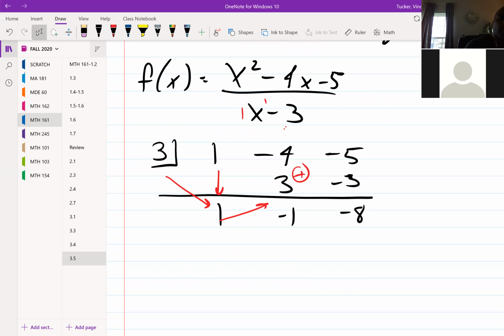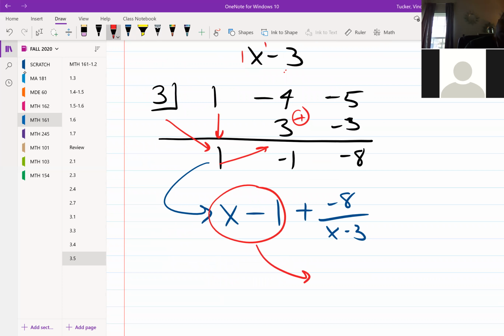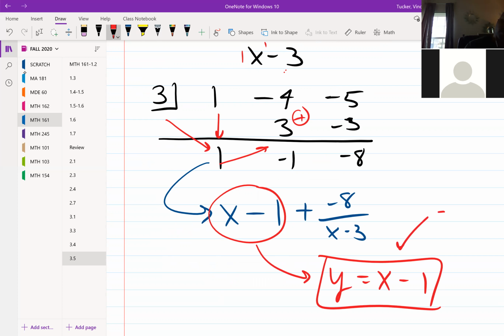So if I were to write this out, you always start with 1 less than the degree we originally had. So it's going to be x minus 1 plus -8 over x minus 3. This part right here is your slant asymptote. So y equal to x minus 1 is my slant asymptote.